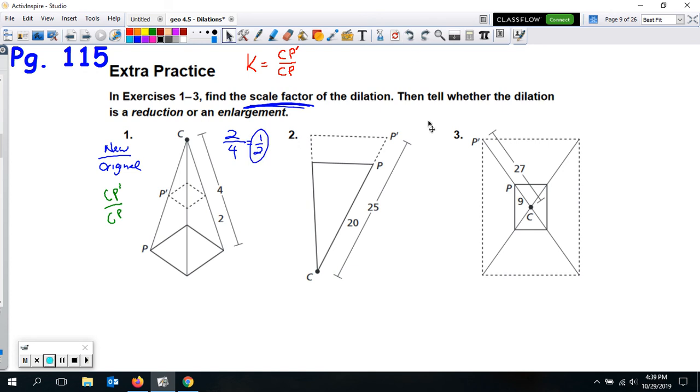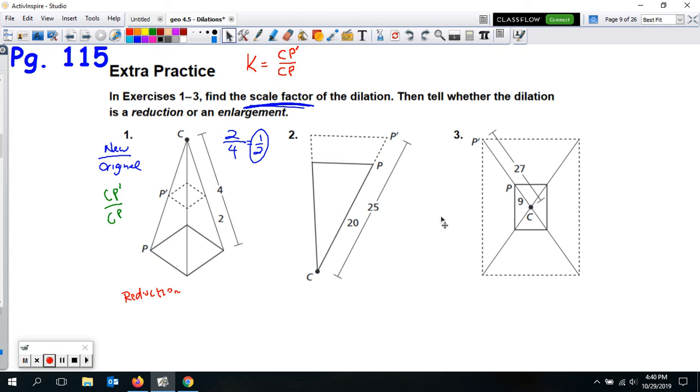And then we want to see, okay, is it an enlargement or a reduction? You could kind of tell that because your original one is bigger, your new one is smaller. So that would definitely be a reduction on that one. All right, so for number 2 and 3, I'm going to go ahead and just try these two. So go ahead and do these two the same way. Figure out what the scale factor is, and then just write down whether it's a reduction or an enlargement. So go ahead and pause the video and do 2 and 3.